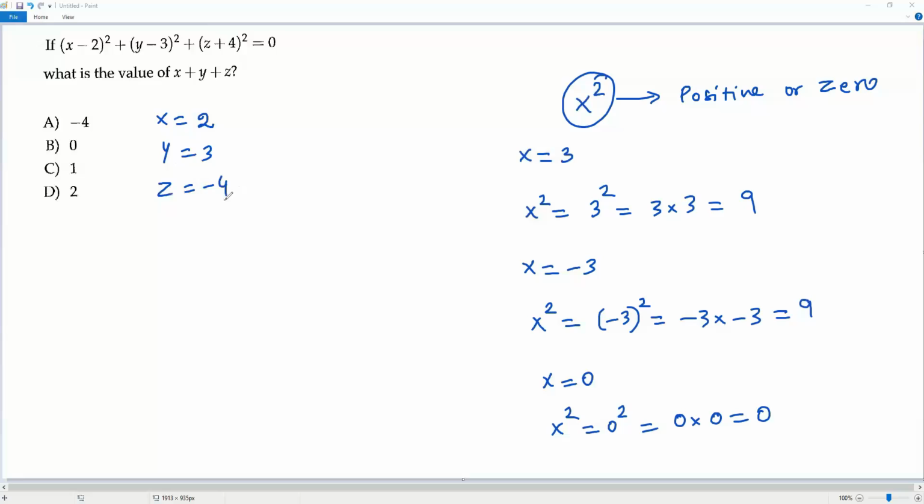Okay, now we have the values of x, y, and z. Our aim is to find the value of x + y + z. So x + y + z = 2 + 3 + (−4). 2 + 3 is 5, and positive times negative will become negative, so 5 − 4 is just 1. So the value of x + y + z is 1. So the correct answer choice for this question is option C.